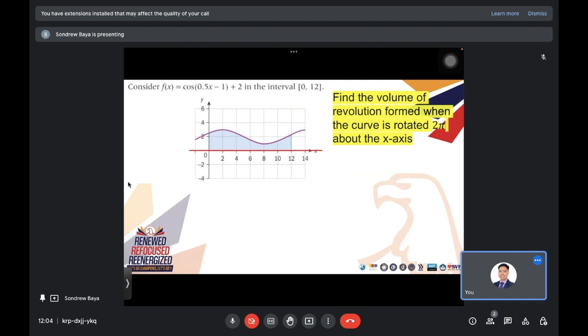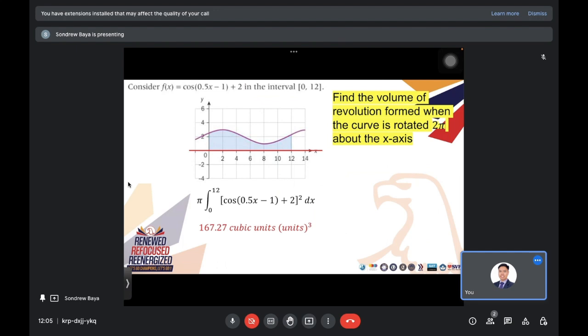So the volume of the solid object formed will be pi times the integral of the function squared from 0 to 12, because we're given that the interval is from 0 to 12. If you simplify it by using your calculators, or by using GDC, then we can find the volume, which is equal to 167.27 cubic units. Take note, since we're talking about volume, it's now cubic units, or units cubed. And this is how we find the volume of the object.